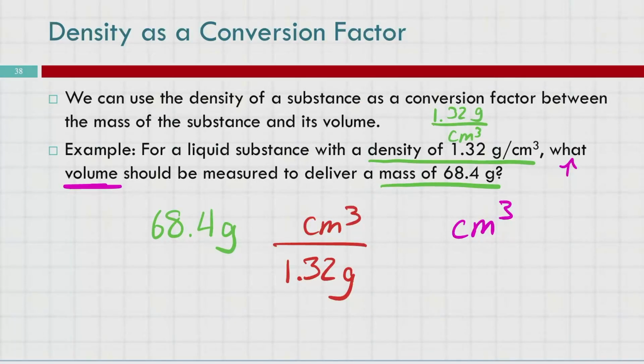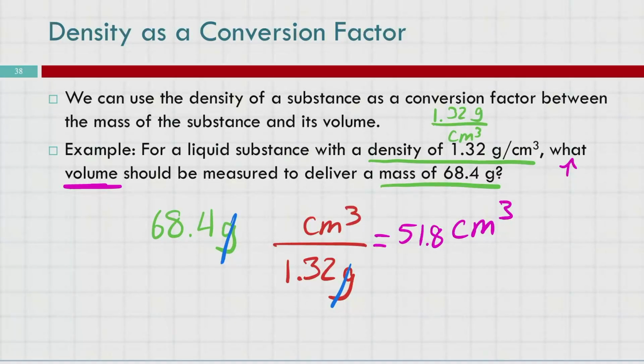Now do our grams cancel? Yes, our grams cancel. So grams cancel grams, and what's left is cubic centimeters. So without knowing our density equation, just looking at the units, we were able to get our units to cancel out to get us the units that we wanted. So this tells us we divide 68.4 grams by 1.32, our density, and this will give us 51.8 when we round for 3 significant figures, cubic centimeters.